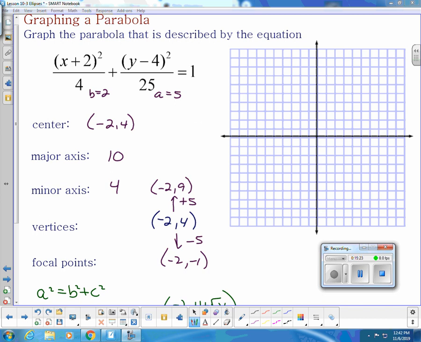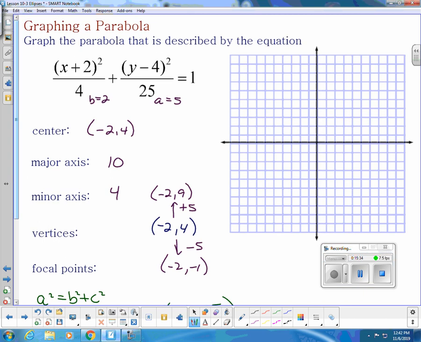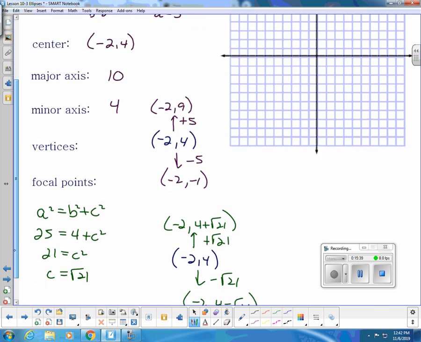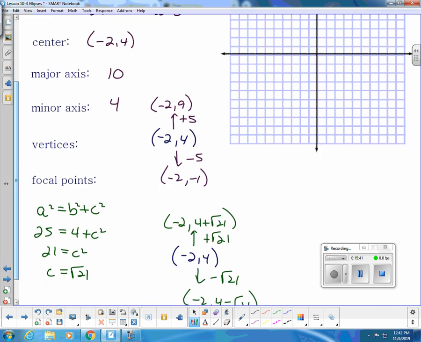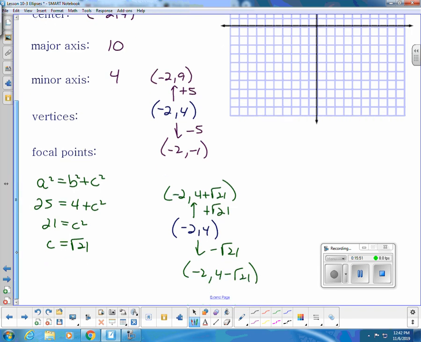Okay, did we get the center of negative 2, 4? Yeah. We get A is 5 and B is 2. So major is 10 and minor is 4. So the A squared is under the Y, so we're going to be going up and down to find my vertices. So my center is at negative 2, 4. I'm going to add 5 to the Y because I'm going up. I'm going to subtract 5 from the Y because I'm going down. So there's your vertices, negative 2, 9 and negative 2, negative 1. Focal point, your C value is the square root of 21. Same thing. I'm going to add and subtract that to my Y.